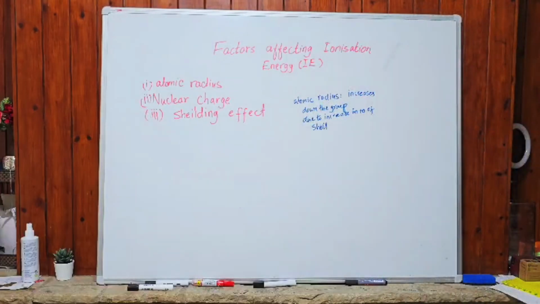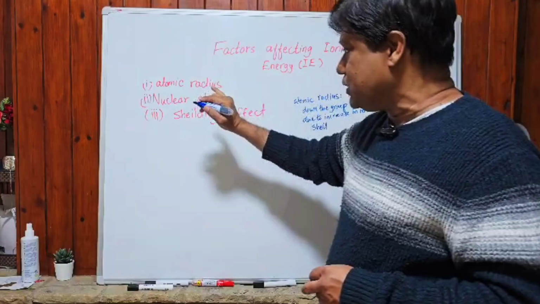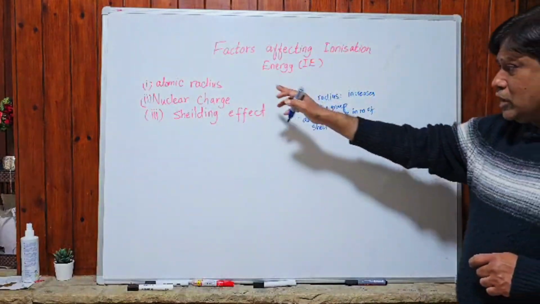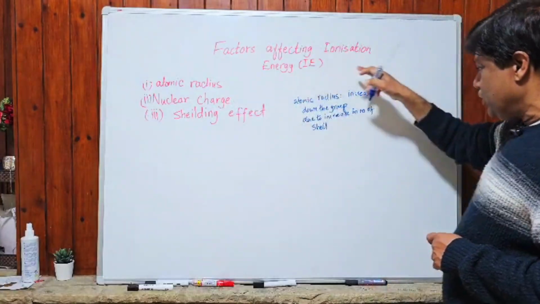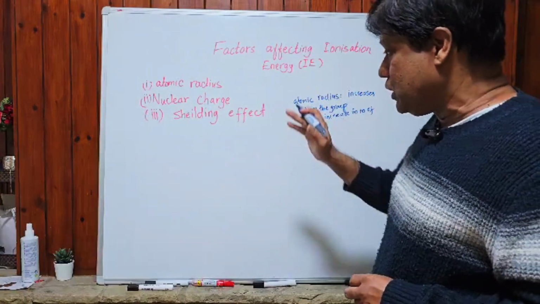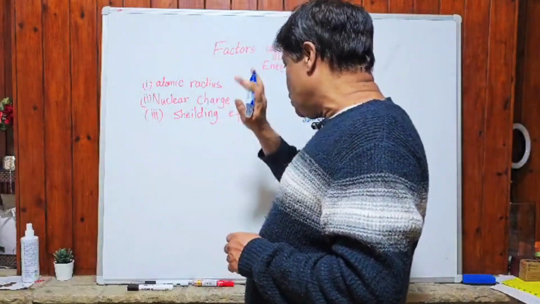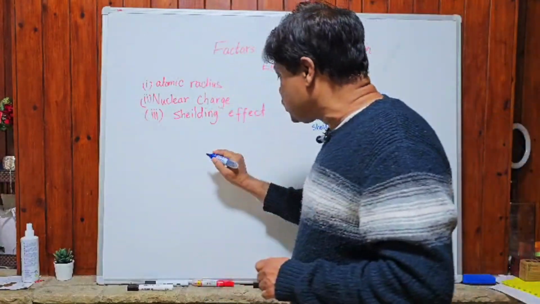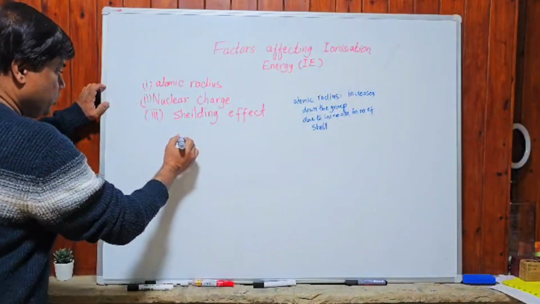When you look at the trends of atomic radius, atomic radius decreases when we move across the period. I've already discussed this point in my previous video. Now, nuclear charge. Look at the nuclear charge.